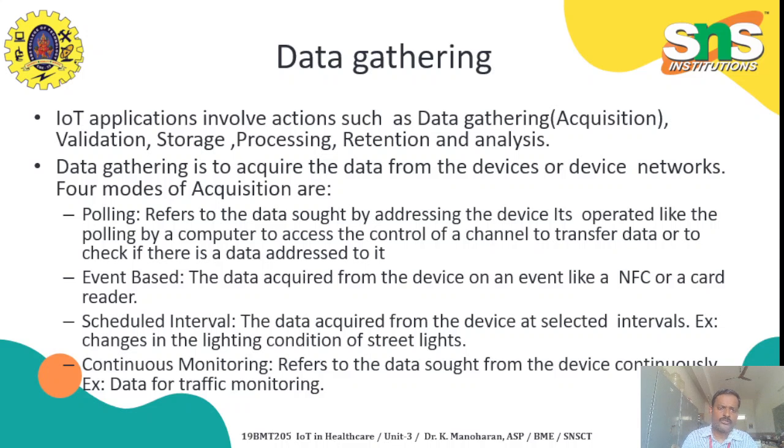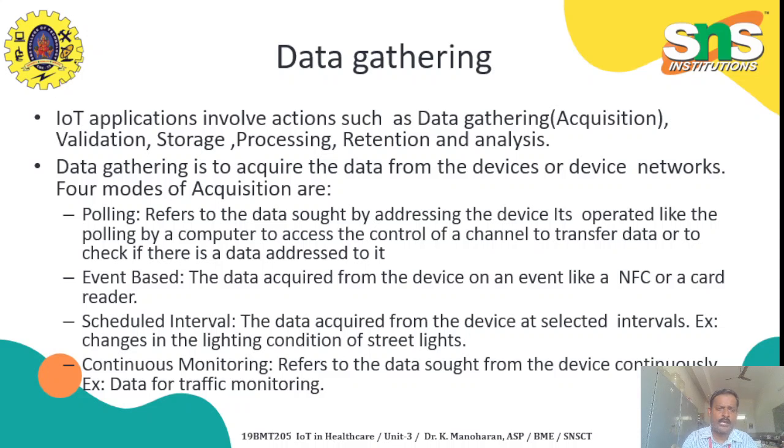The four modes of acquisition are, first mode is polling. It refers to data sought by an address of the device. It operates like polling by a computer to access the control of a channel to transfer the data or to check if there is data addressed to it. So each device will be polled one by one, and if they have data, the data will be read. This is the polling method.